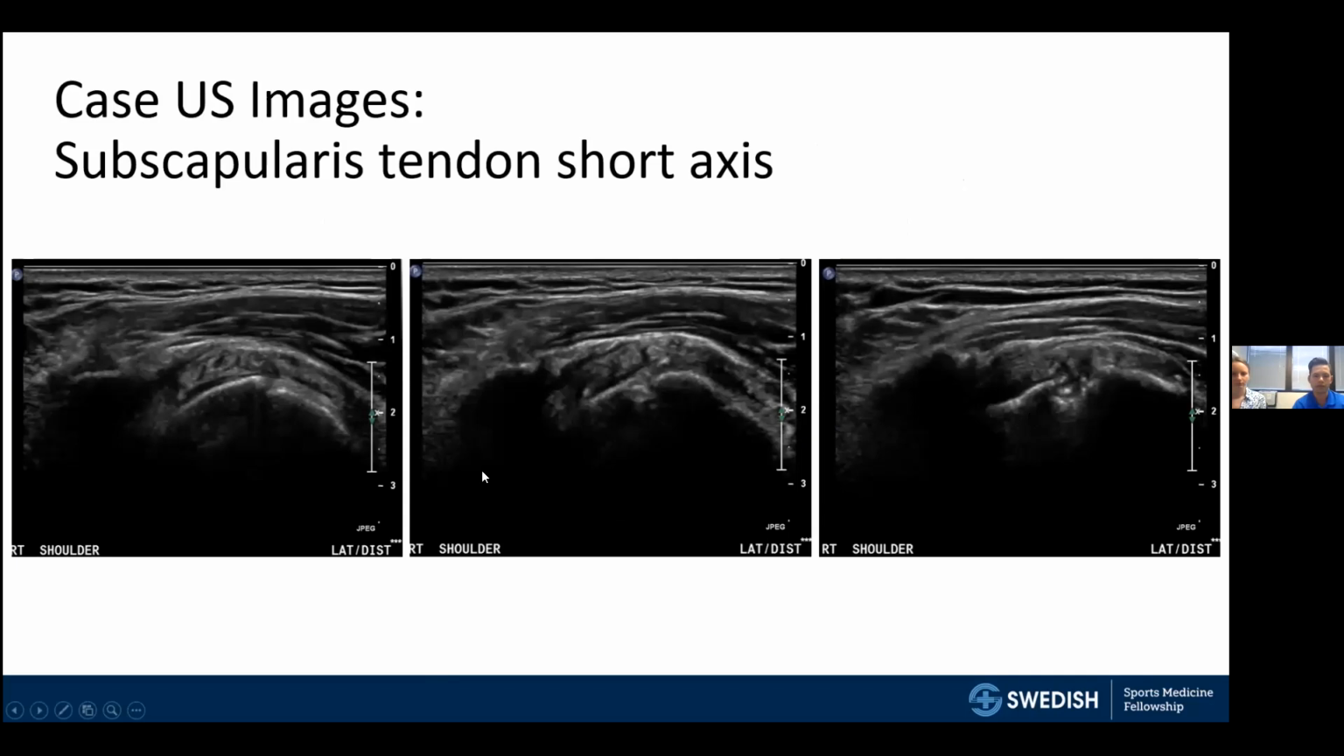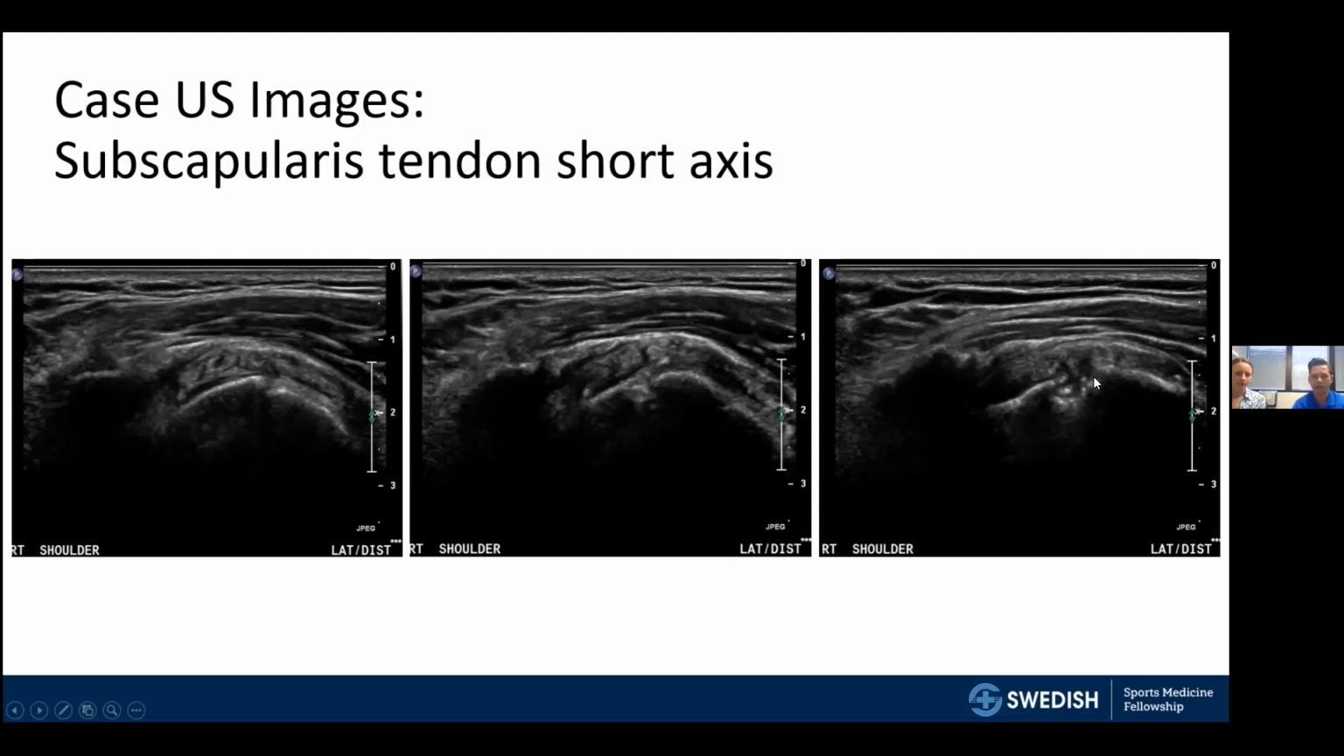So now we go to short axis, and like Jordan mentioned, this is a multi-pennate structure. And as you can see here on the leftmost image, you can appreciate that. And as I move to the middle picture, I start to see long areas of hypoechogenicity. And in order to prove to myself that this is a tendon and a tear and not just normal anatomy of the tendon, I fan back and forth.